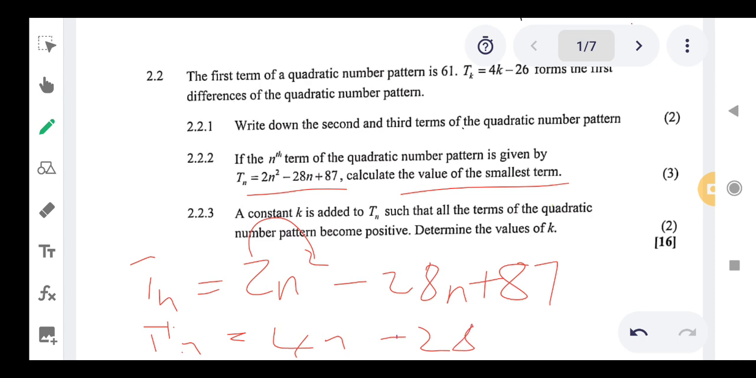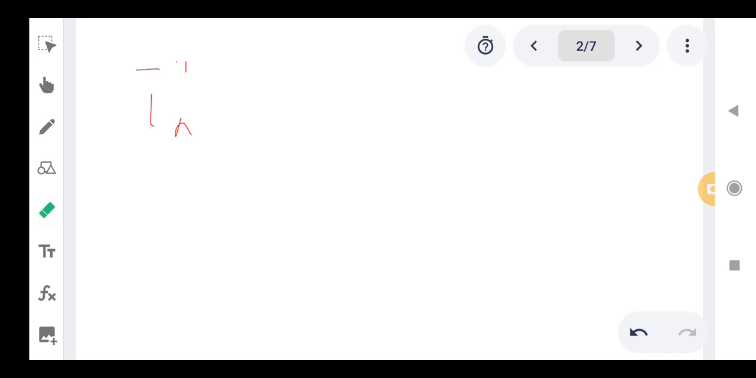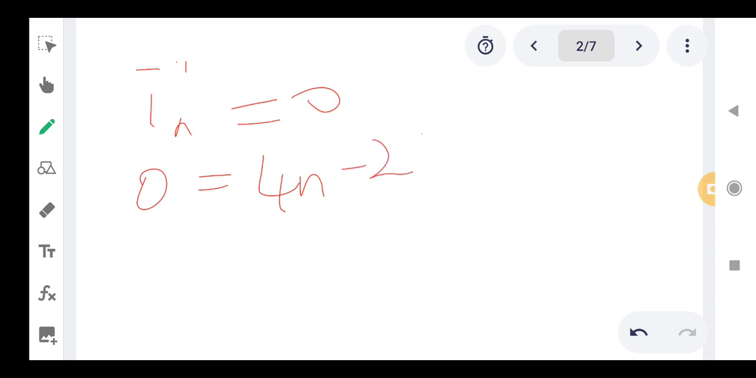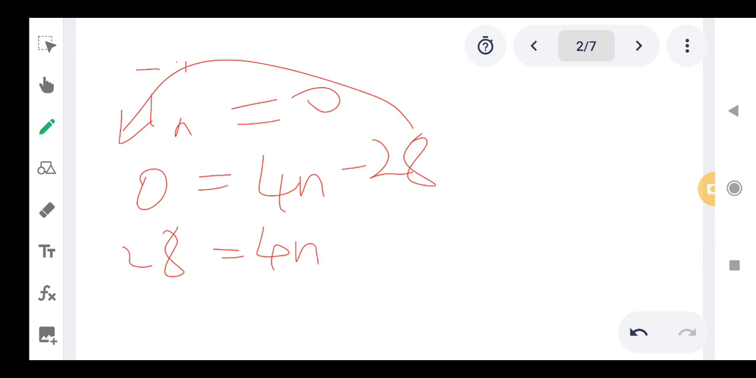Now, what do we know about the gradient at the maximum or at the minimum? The gradient is 0. So T prime n is going to be equal to 0. And so 0 is equal to 4n minus 28. If we transpose the 28, we have 28 equal to 4n. Divide by 4, divide by 4, and then n is going to be equal to 7.